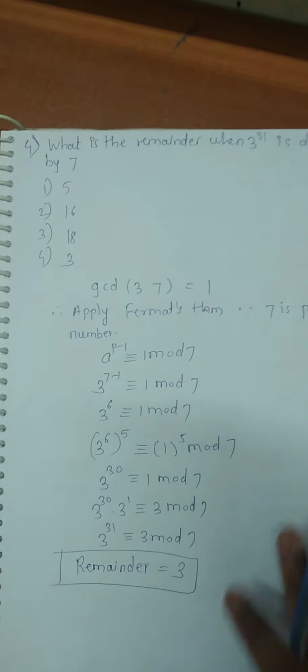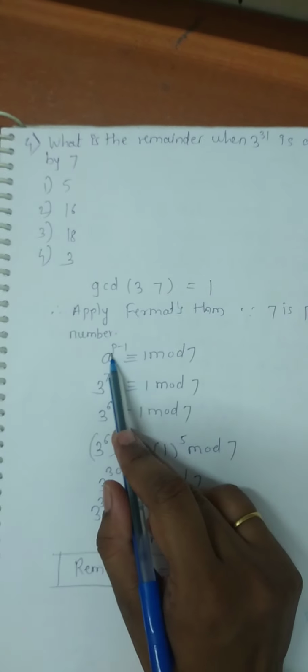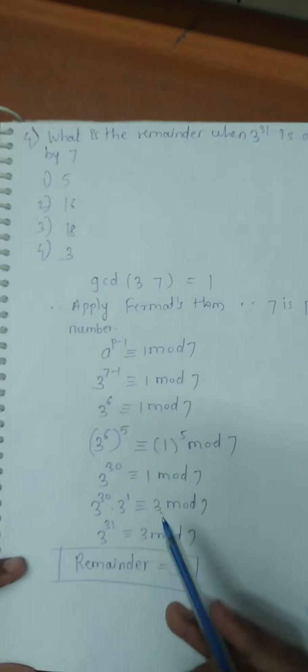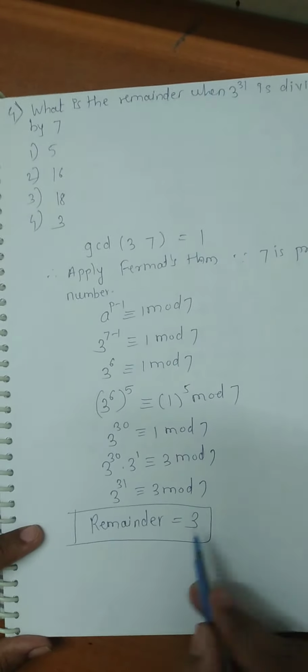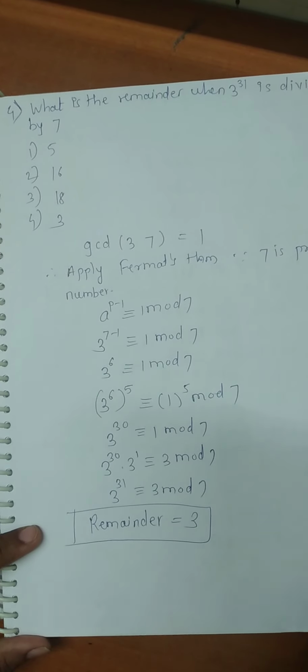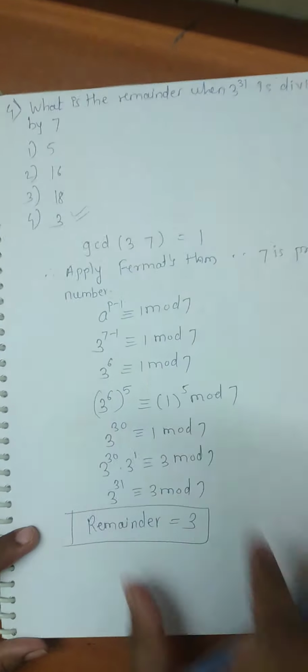So what is Fermat's theorem? A to the power p minus 1 is congruent to 1 mod p. Put here value of p and a, calculate, you will get remainder is 3. We have solved in example number 2 how to find remainder. So you will get remainder 3. So option 3 is the correct option.